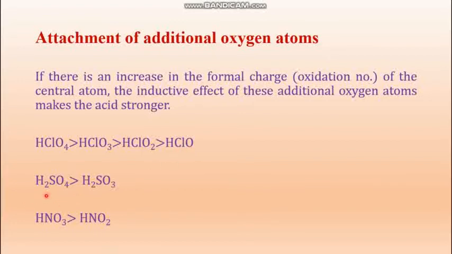Similarly, sulfuric acid and sulfurous acid. Sulfuric acid must be more acidic, having the highest oxidation number, because this is sulfur having oxidation number +6, while this one has oxidation number +4. Similarly, here also nitrogen has oxidation number +5, and in HNO2 nitrogen has oxidation number +3. So nitric acid is more acidic than nitrous acid.